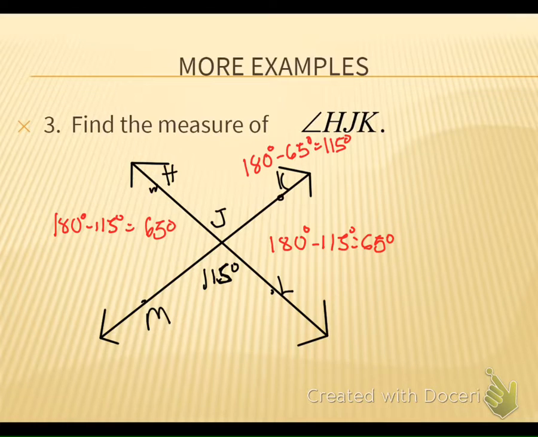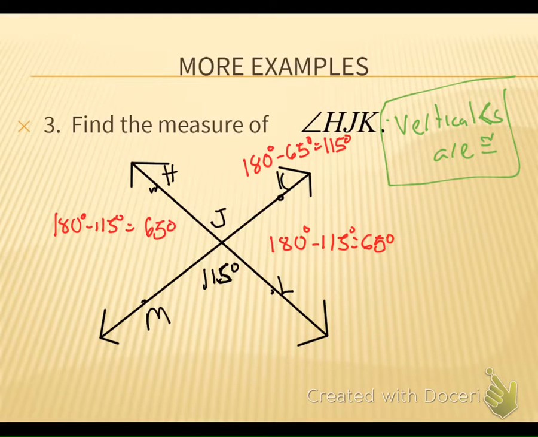So what are our relationships here? What do you see about these measures? Vertical angles are the same. They're congruent. So we see vertical angles are congruent. Each of the vertical angles have that same measure. So I put a little note on my page right here, and I wrote vertical angles are congruent.